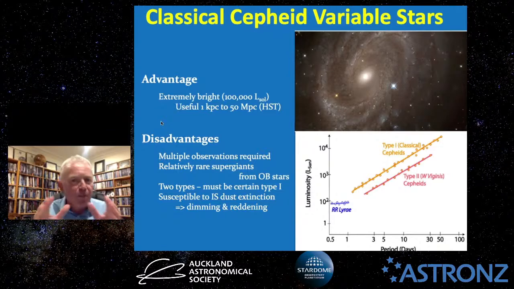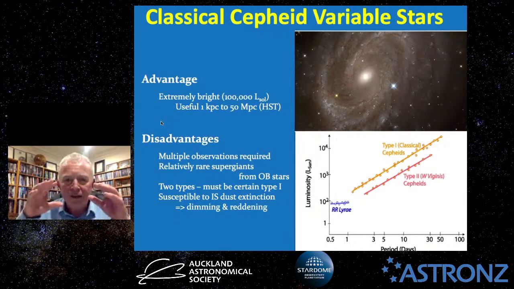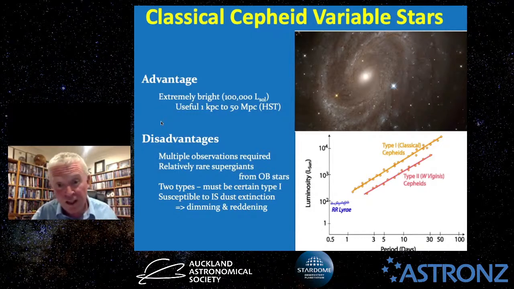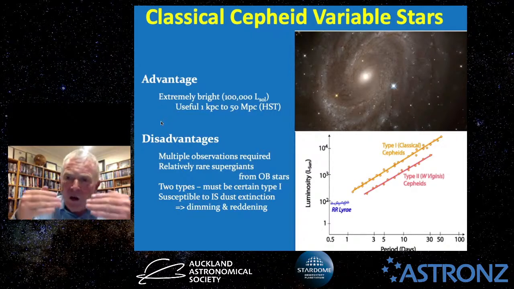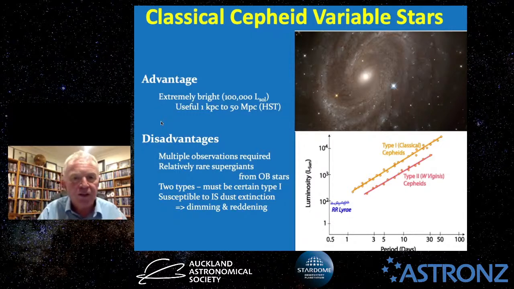Like everything, there are pluses and minuses in life. The big advantage of using these classical Cepheid variable stars as your standard candle is that they are extremely bright. As you saw in that last chart, they can get up to 100,000 times as bright as the sun. Imagine that. You think the sun's bright in the sky? Imagine a big star up there 100,000 times as bright as the sun. So they are quite useful, anything from between 1 kiloparsec, so 1,000 parsecs, up to about 50 megaparsecs, or million parsecs.